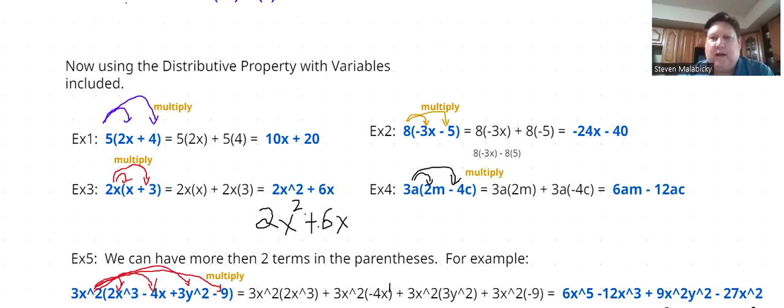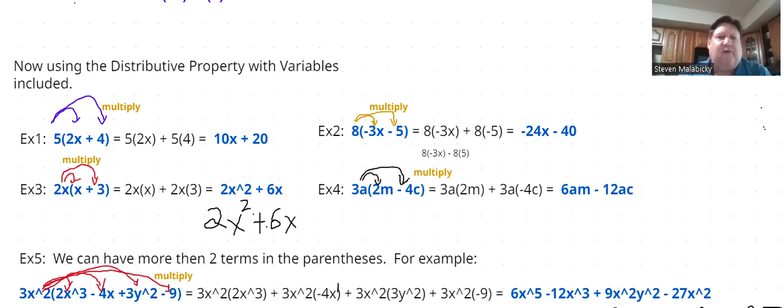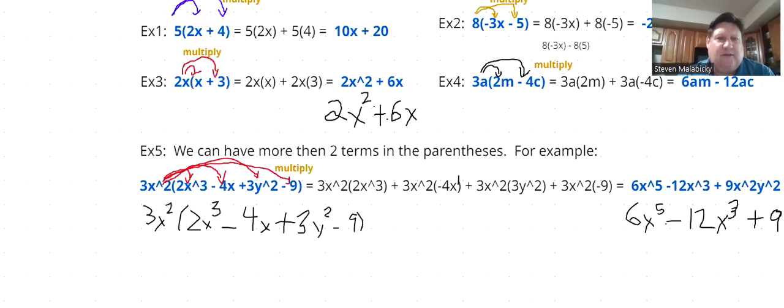I want to give you one more example. The distributive property does not only have to have 2 terms in the parentheses. It could have as many terms as you want it to have. So again, I'm going to rewrite this how you'd put it in your notes. This is 3x squared, parentheses, 2x cubed. You always put the exponents on the top right of the variable. Minus 4x plus 3y squared minus 9.